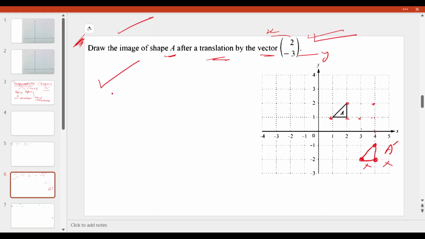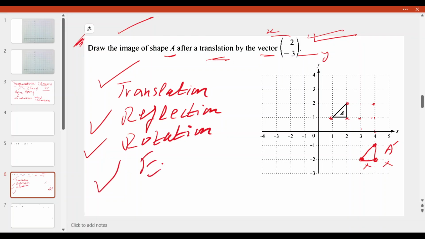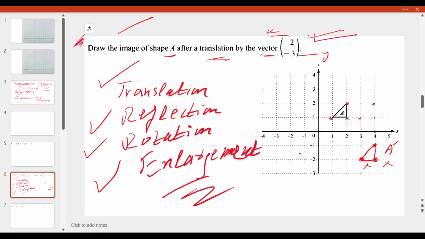And yes, what we do in transformations: translation, reflection, rotation, and enlargement. All topics are very interesting and very important. In the next video we will do some advanced questions on the topic of transformations.